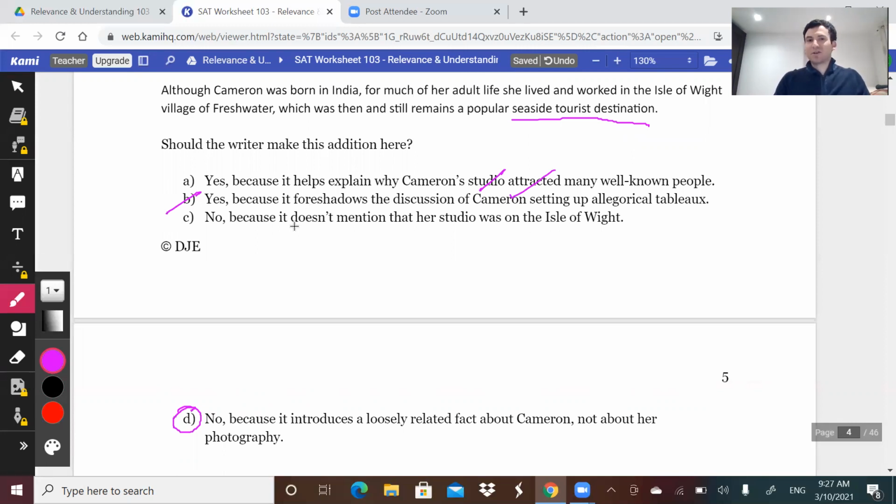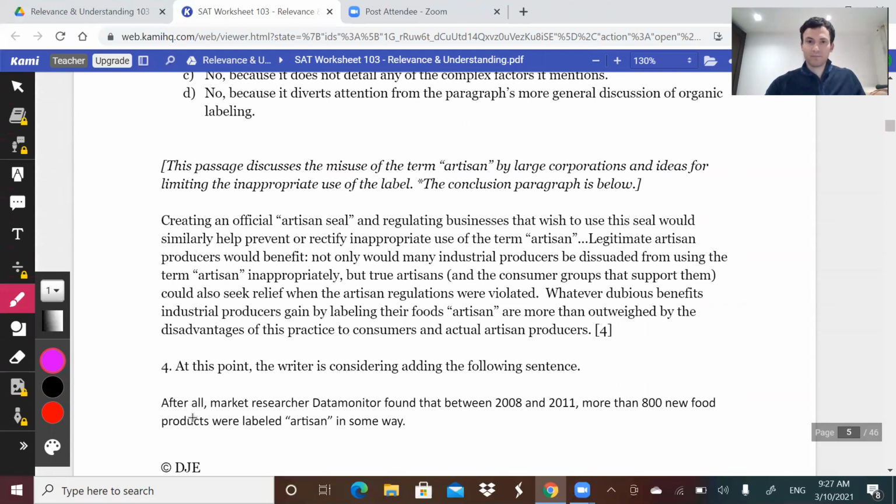And then again, it's out of scope and off topic, but this isn't the right reason. Even if her studio was on the Isle of Wight, the whole paragraph is about the photograph itself. So this one would be a clear no. There are ones that are yes examples, and we'll do one real quickly now.